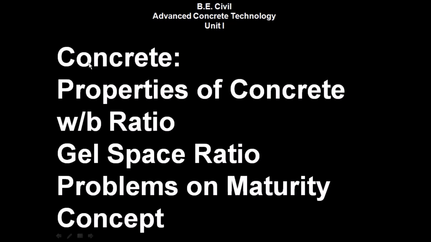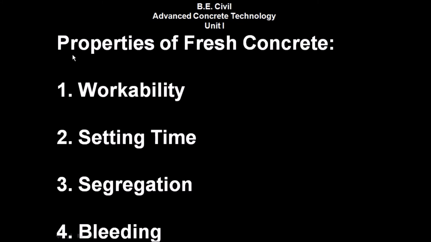Now we will see the concrete, properties of concrete, WB ratio, that is water binder ratio, gel space ratio, problems on maturity concept. First we will see concrete, the properties of concrete. So properties of concrete are of two. One is the fresh, another is the hardened concrete. So now we will see the properties of fresh concrete. First is the workability, then setting time, segregation and bleeding.